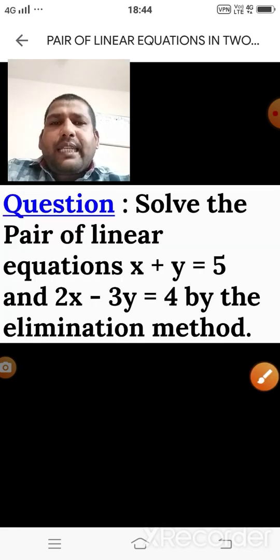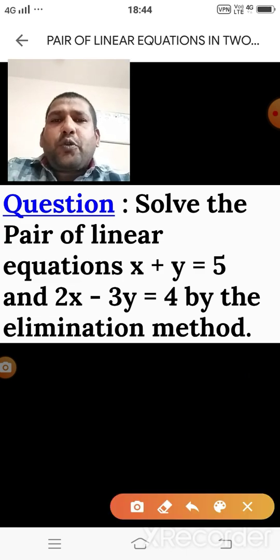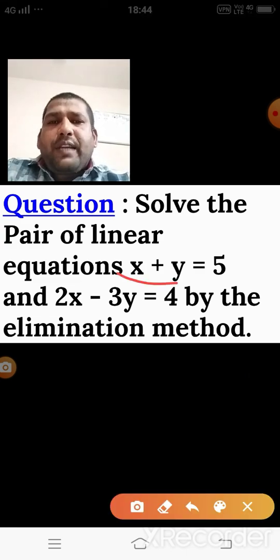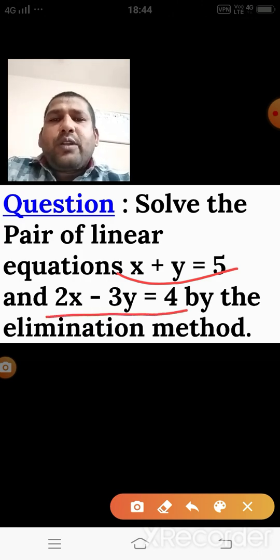And here I am taking a question. What we have to do? We have to solve the pair of linear equations. The first equation we have is x plus y equal to 5, and the other one we have is 2x minus 3y equal to 4. These two linear equations are given.